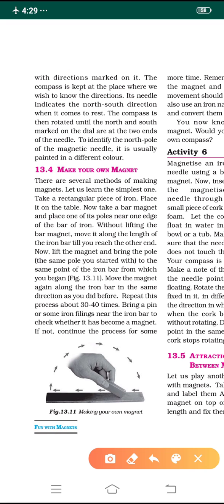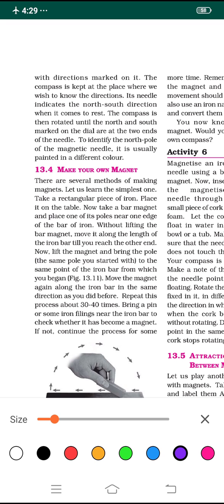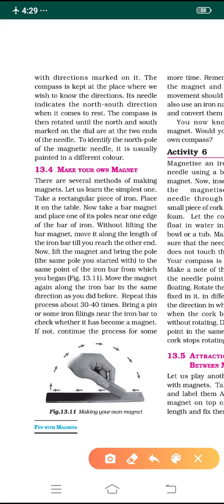The compass is kept at the place where we wish to know the directions. So we have to keep the compass in such a place where we want to know the direction. Its needle indicates the north and south direction when it comes to the rest position.